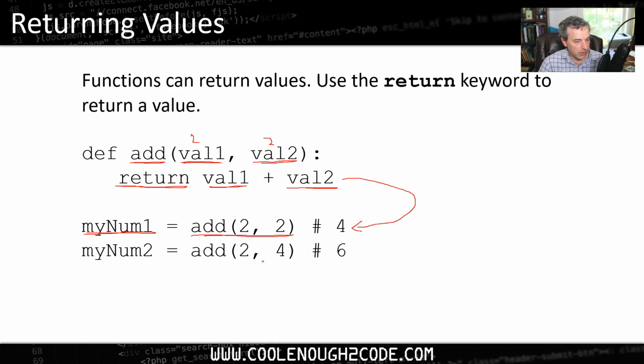And the same thing down here, I'm going to pass in 2 and 4. So instead of the value of 2, I'm going to have the value of 4, and then it's going to add those together and then return those back down here to this variable, mynum2, and it's going to be 6. So that is how a function can receive data. It can also then return data back to whatever called it. And then you can assign that to a variable, just like we saw when we were calling other functions.